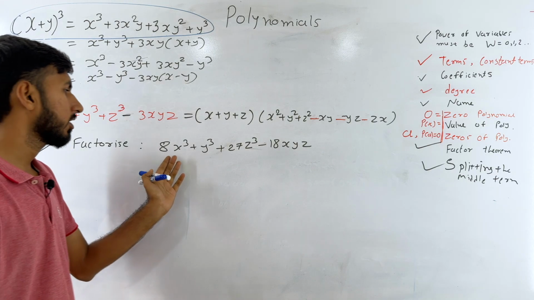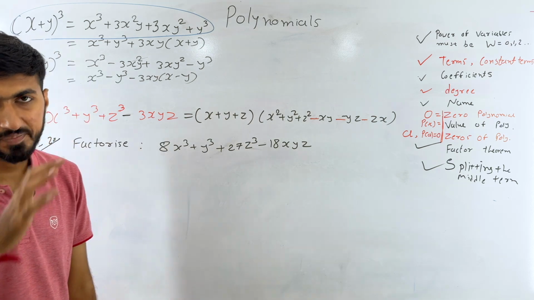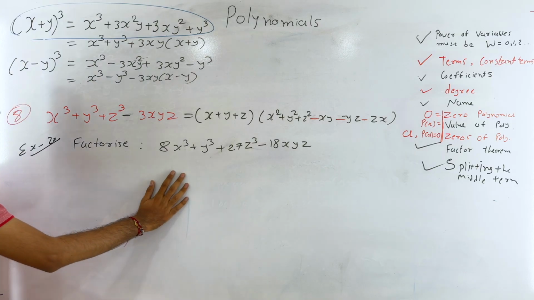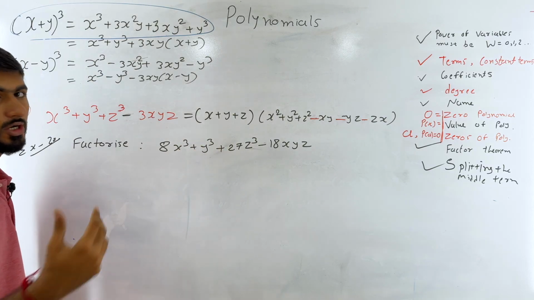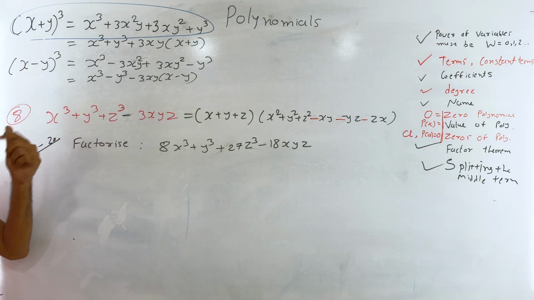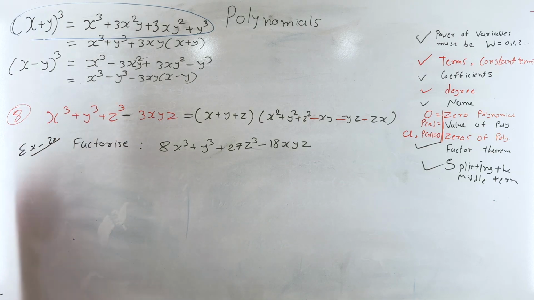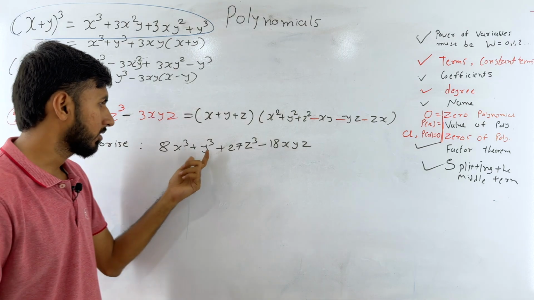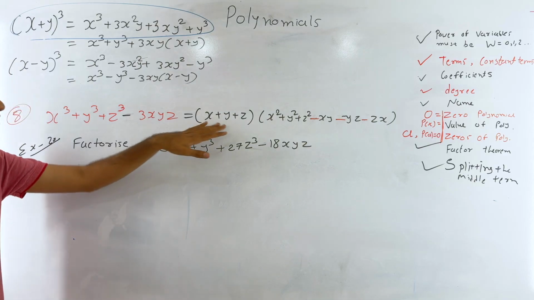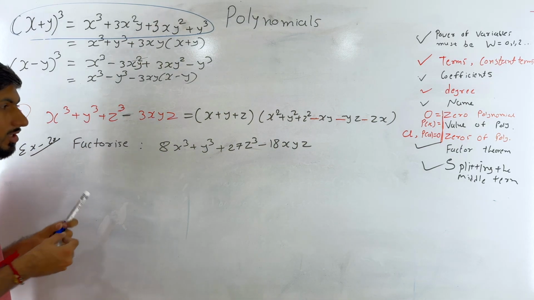Factorize this polynomial: 8x cube plus y cube plus 27z cube minus 18xyz. Now we all know that if we have the cube of three terms, a cube of trinomials, then we have only one identity for that type of question, right? x cube plus y cube plus z cube minus 3xyz. So if I want to use this identity, I have to convert this so that it looks like the identity.